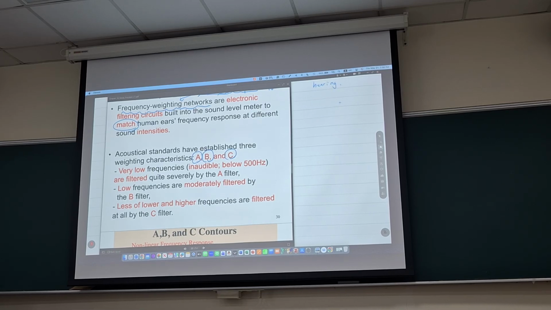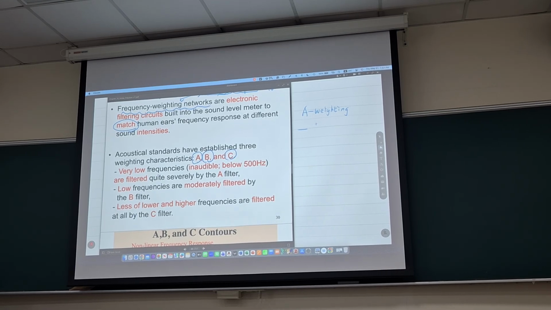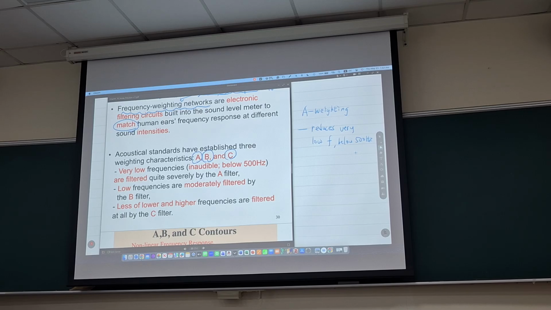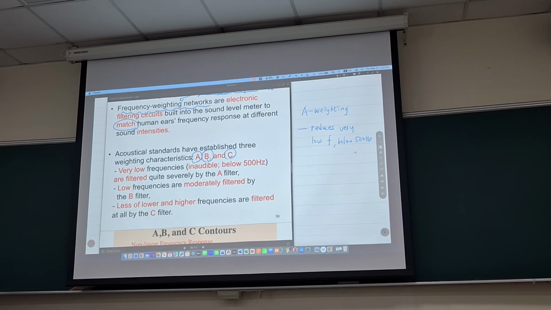So let's talk about A first. We call this the A filter. What does the A filter do? The A filter strongly reduces very low frequency, especially below 500 hertz. We human beings cannot hear them.